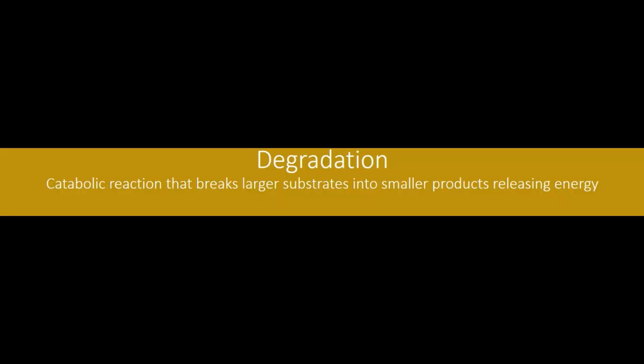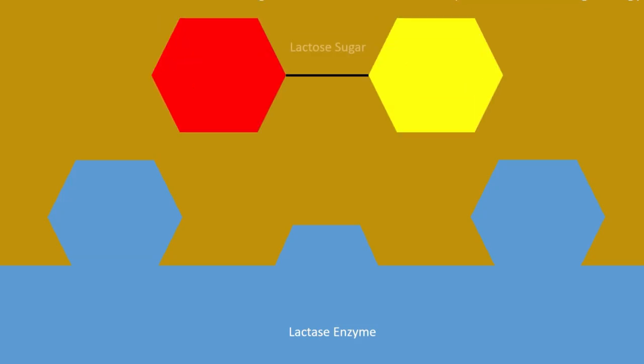Degradation is an enzymatic reaction where a substrate binds to the enzyme and two or more products are made from the reaction. The result is usually energy being released. For example, a digestive enzyme lactase helps to break down lactose, a disaccharide found in dairy products. Please keep in mind that enzymes and substrates don't have these geometric shapes. These are there to help you understand enzyme activity.